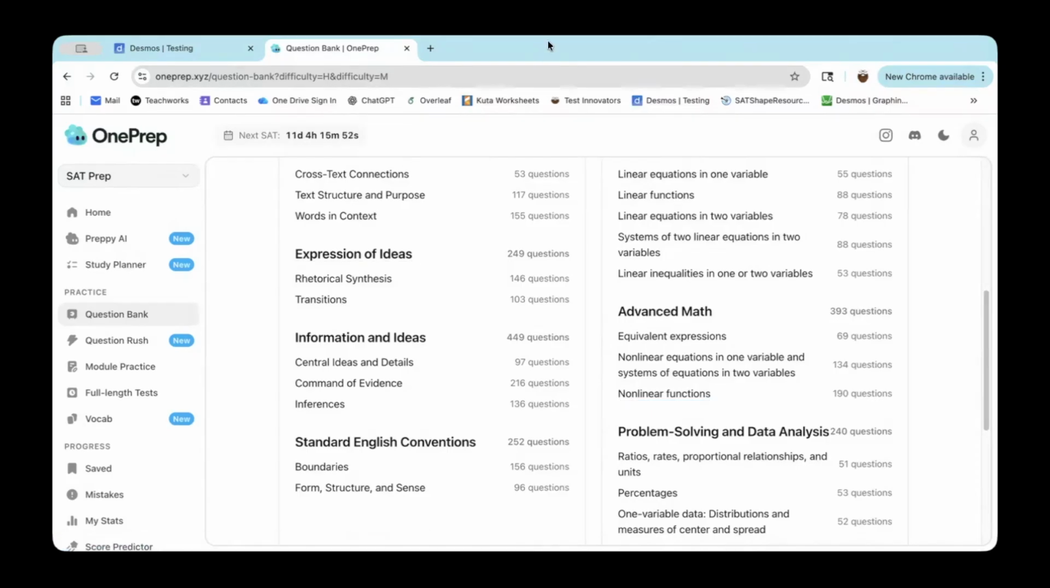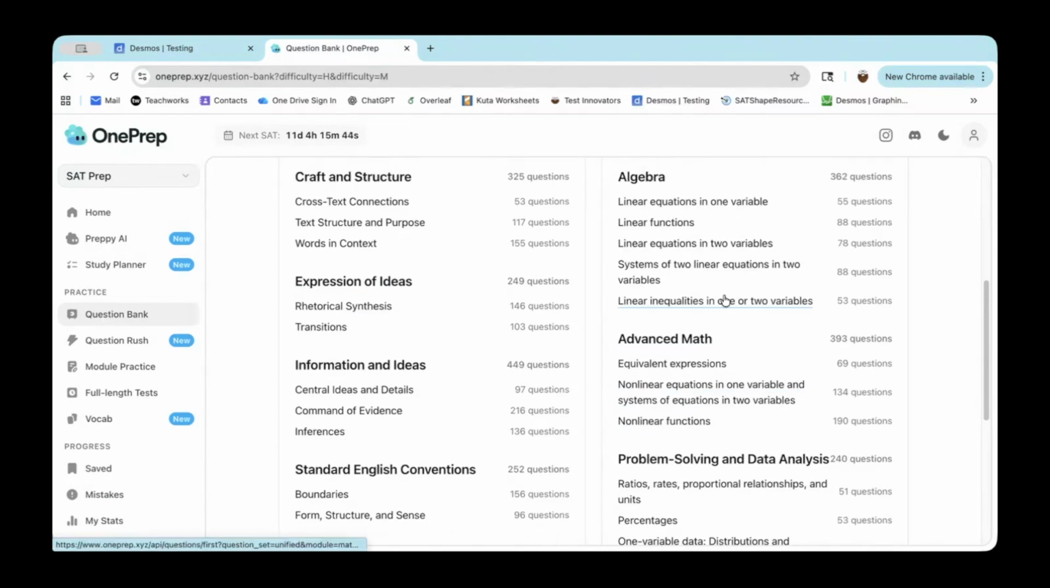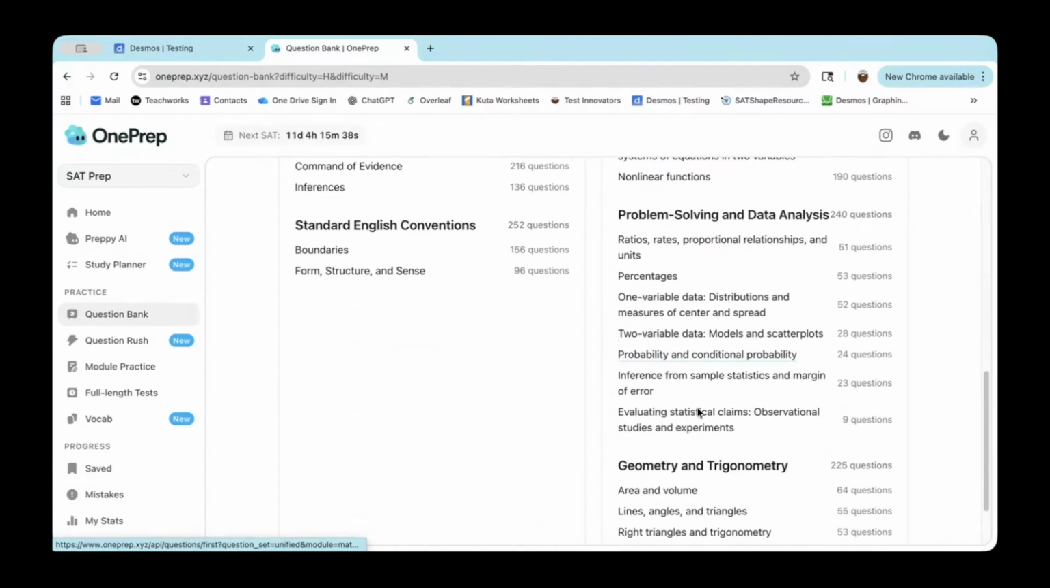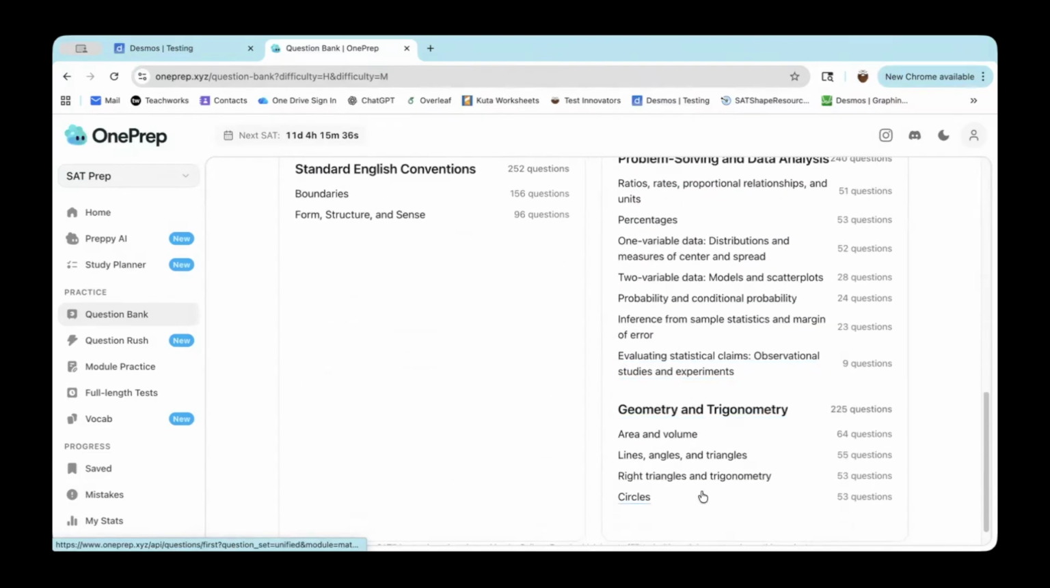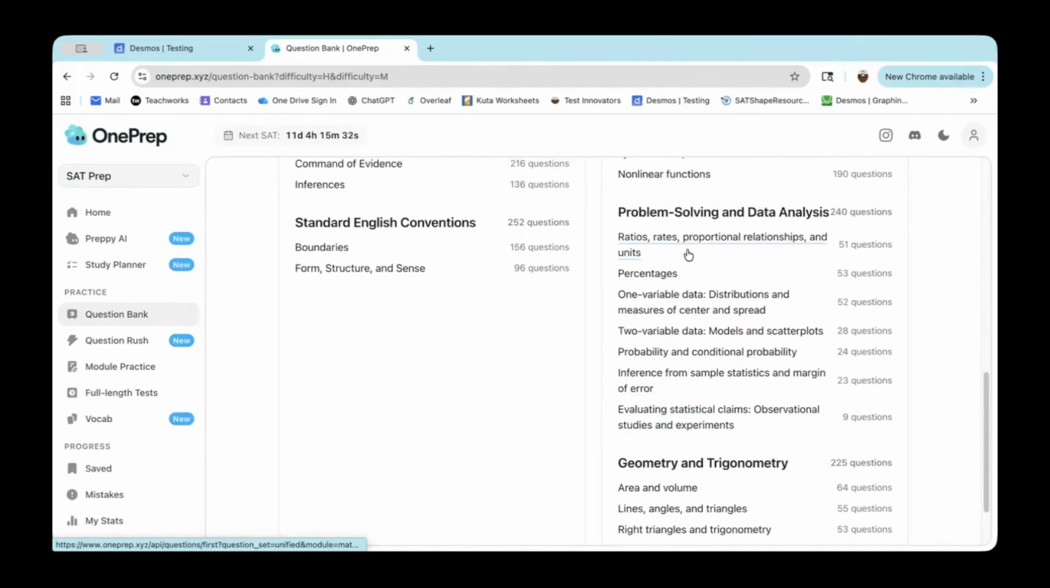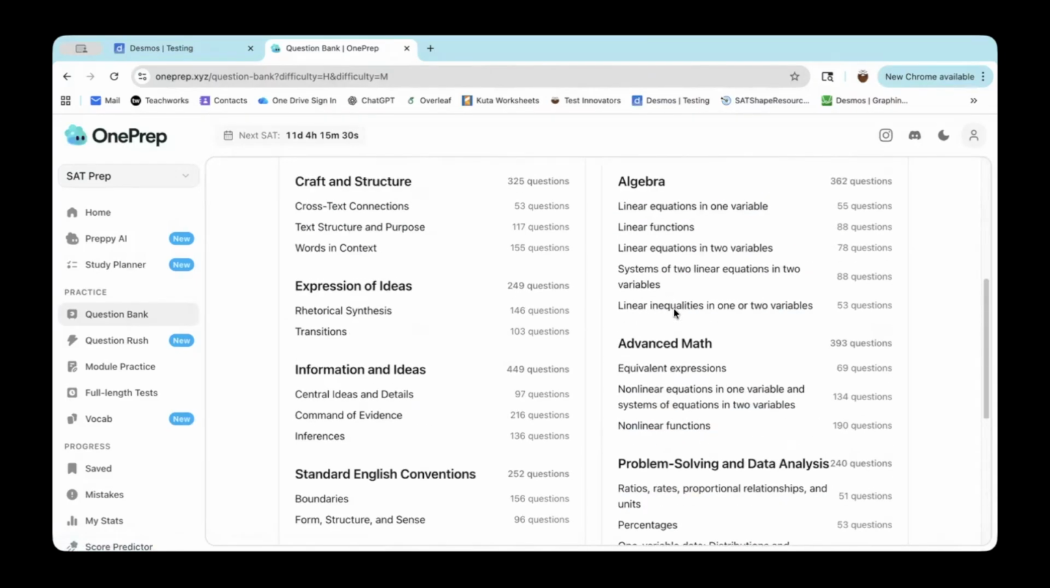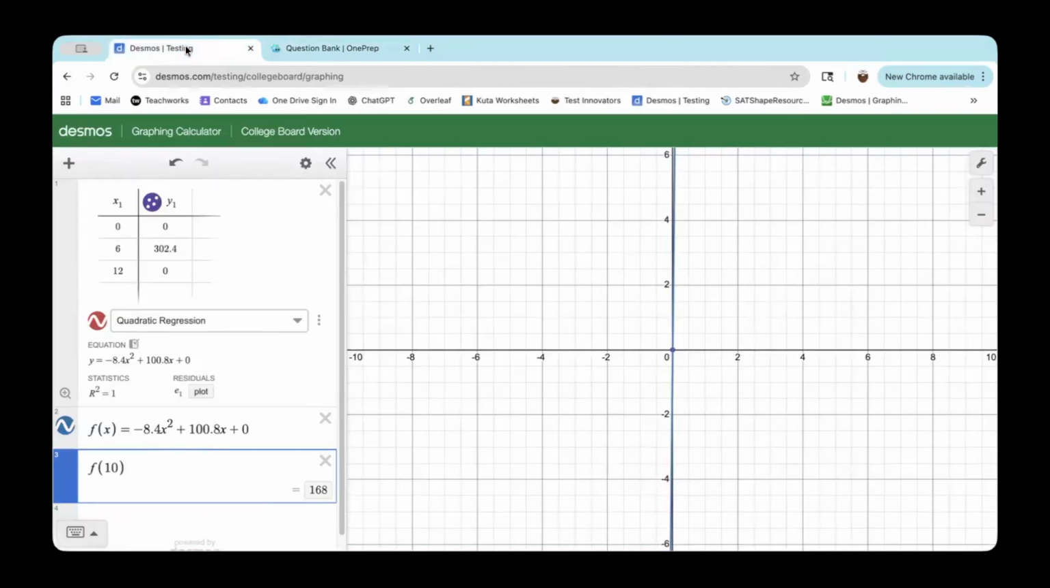Yeah, I think I'm probably going to spam some of those questions, one of the categories, and see how I can figure it out. Yeah, I mean, definitely it's going to be more of the algebra and advanced math that is going to be Desmos. You don't use Desmos quite that much in geometry and trig, and not that much in problem solving. So I would do a lot of the algebra and advanced math and see how you can use Desmos for those.